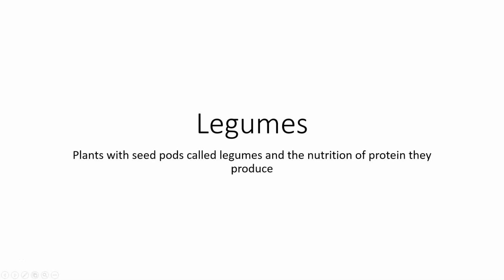We're going to talk about legumes. These are plants with seed pods that we call legumes. The nutrition of protein that they produce. They fit in as very important plants for human nutrition. Let's take a look at what the biology and the anatomy of these things are.